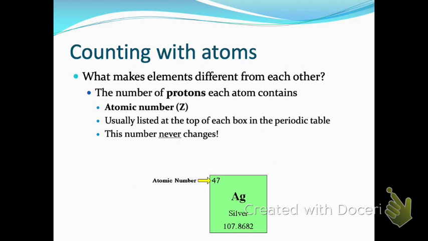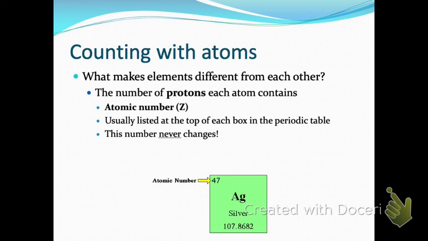The atomic number of an element never changes. It never varies. If I change the number of protons on an element, I've changed the element completely. Okay? So if I start with 47 protons, I have silver. If I add a proton to that, what element do I have now? Look on your periodic table. If I go from 47 protons to 48 protons, now I'm at cadmium. Yeah, cadmium. Okay?